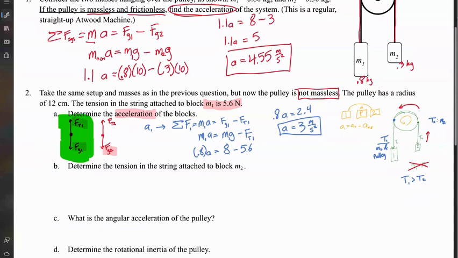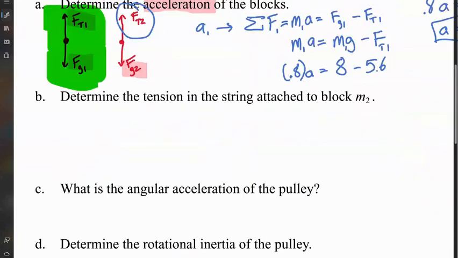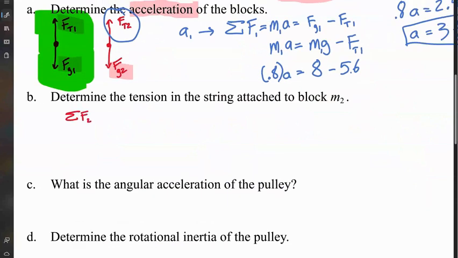Part B, determine the tension in the string attached to block M2. So now we're looking for this tension here that we didn't have earlier. Well, if we're looking for a force attached to block M2, really the best way we know how to set that up is the sum of the forces. But now we can look at block 2 since that's the force that we're looking at here.